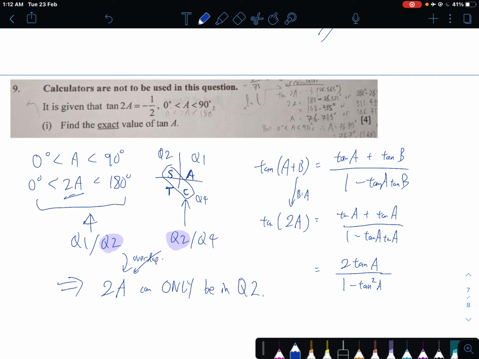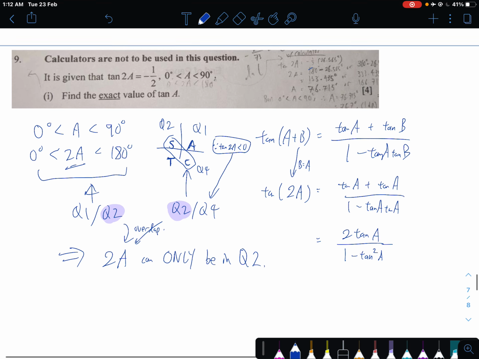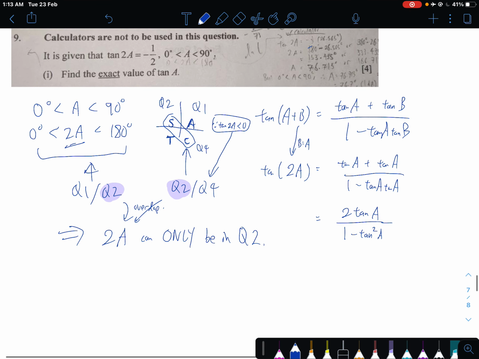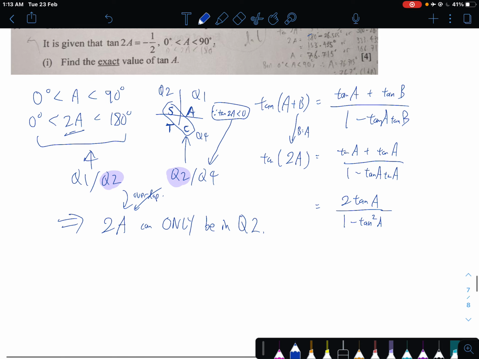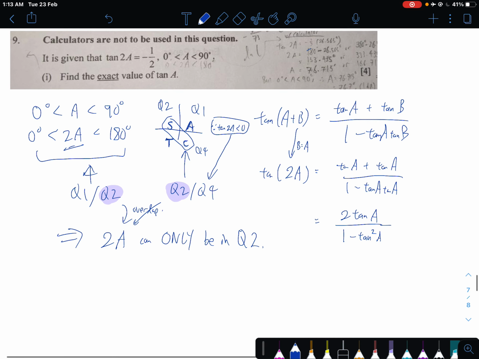Okay, good. So what does this mean now? Let me just write down a short note. Tangent of 2A is less than 0, that's why 2A is in Q2 or Q4. So 2A can only be in quadrant 2. That's a useful tip to keep in mind. Is it useful at all? Maybe later, but we'll figure that out later.